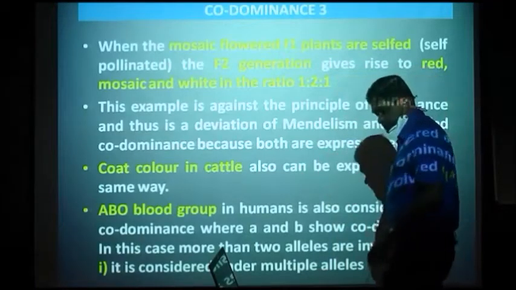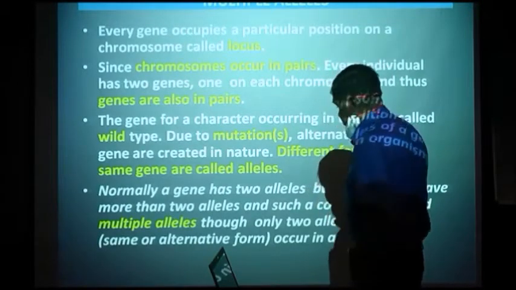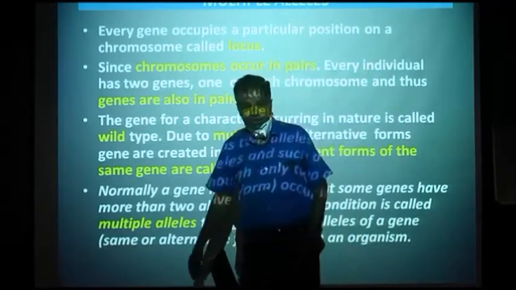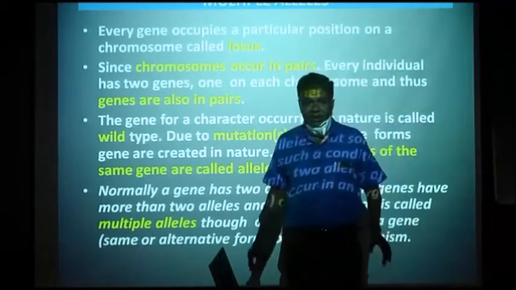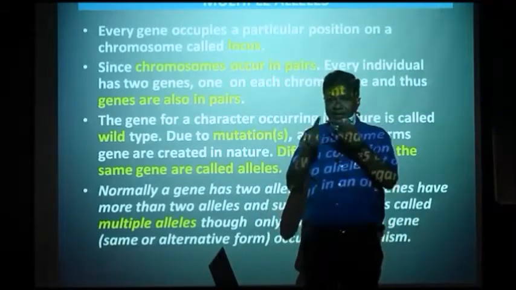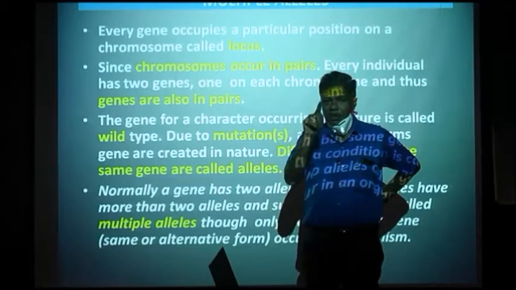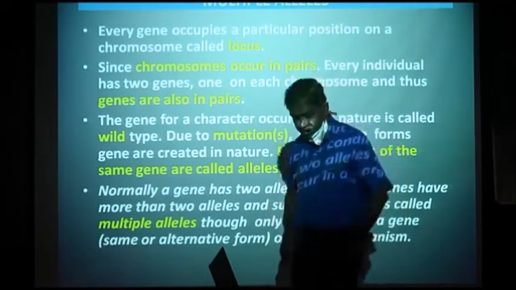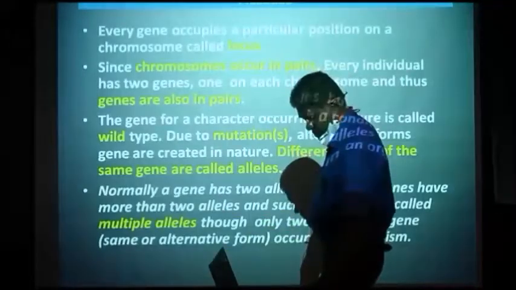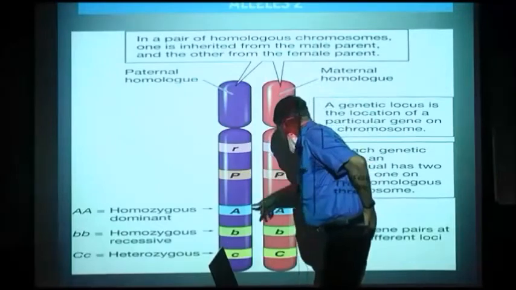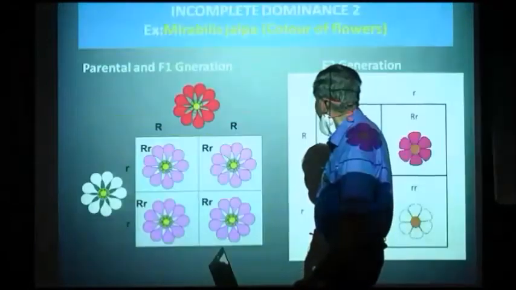Now, coming to the third case of Mendelian deviation, that is multiple alleles. Now, I have already told you that there are 2 chromosomes, and in the 2 chromosomes, that is a homologous pair, we get 2 genes. Now, let us go back to remind you. Here, these are the 2 genes, one chromosome, another chromosome. This is the homologous pair.